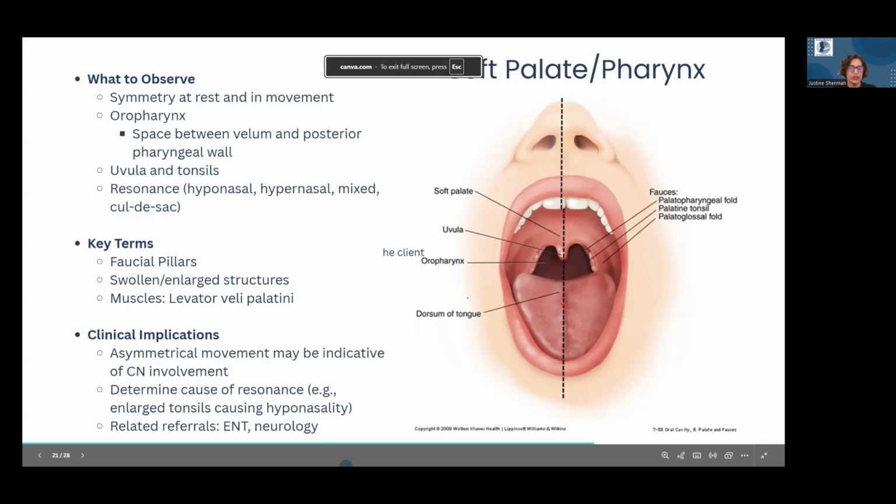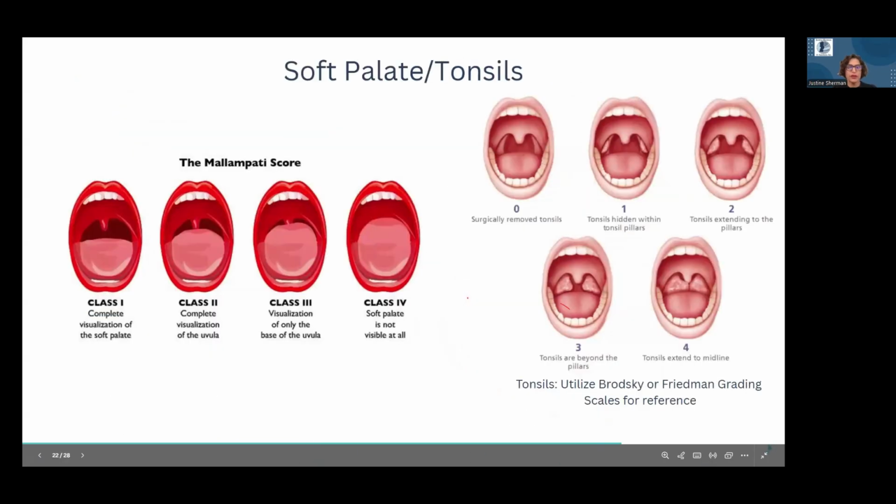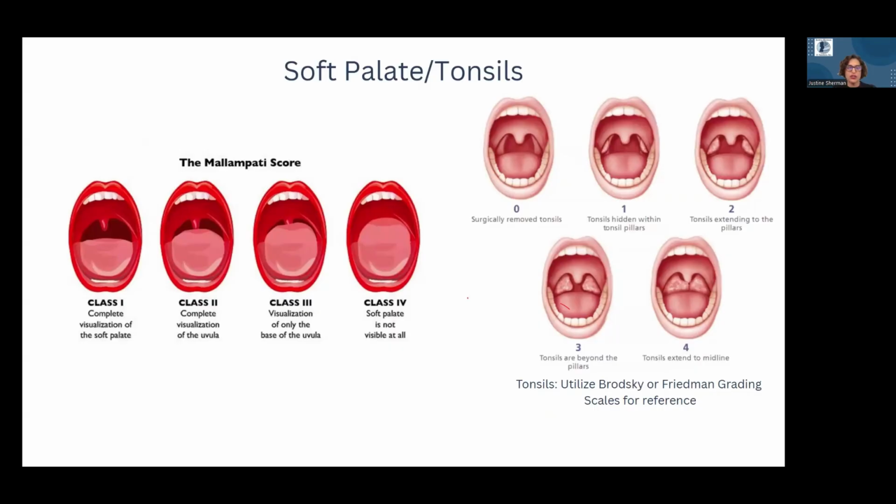So here is a picture, go on to our next thing, of our soft palate and tonsils. This I'm not going to go into, but I just want you to look at this. We should be able to see the uvula and the back of the wall here. If we're looking at a soft palate that is not visible at all, that is some airway obstruction there. And with tonsils, they should look like this, where we are just slightly seeing them within the tonsil pillars. They should not be kissing here.